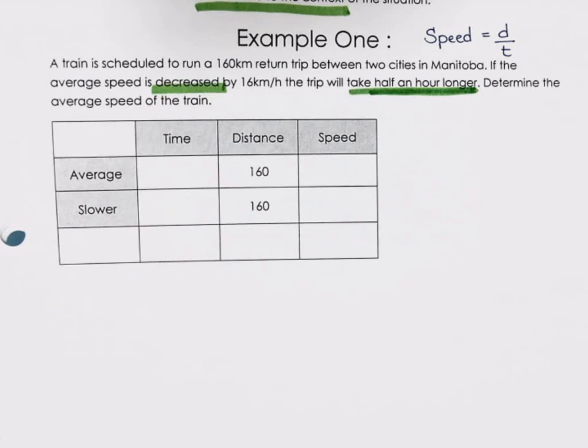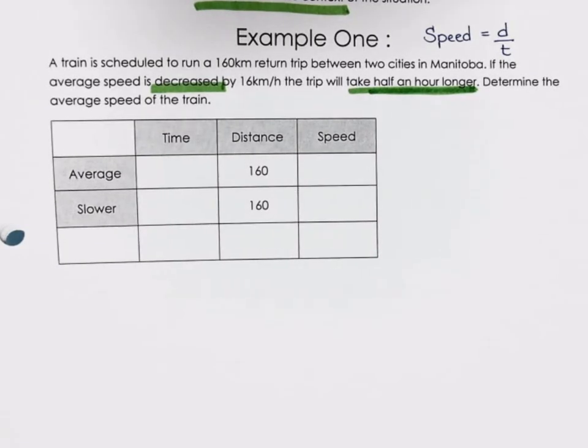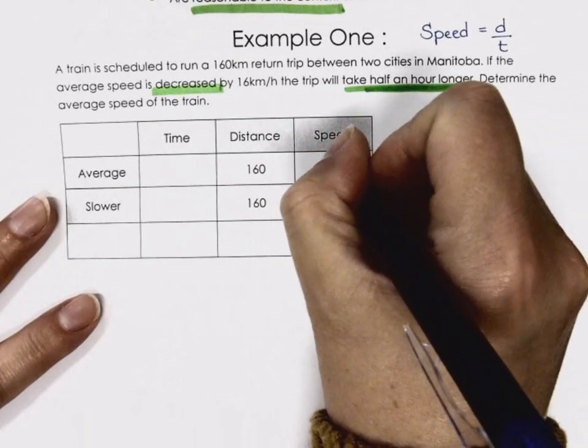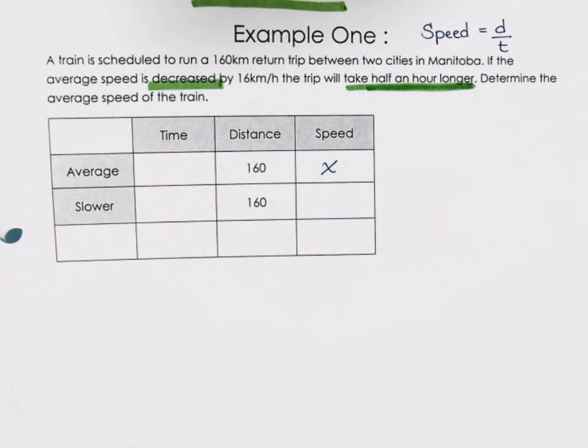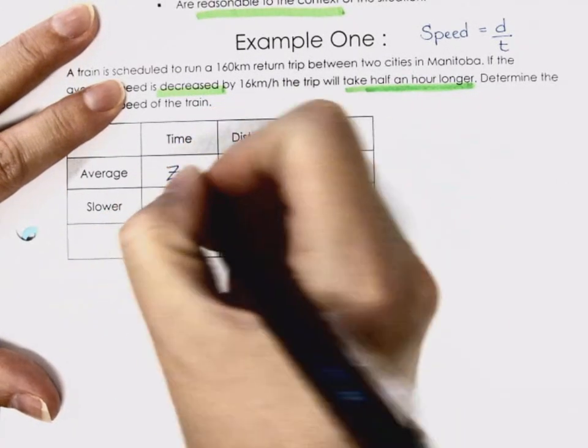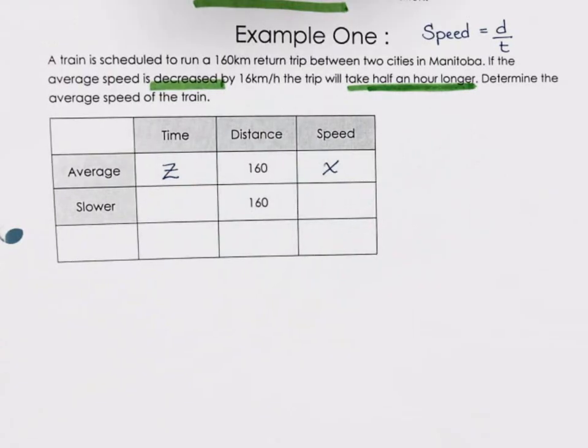All right, here we go. The average speed, do we know what the average speed is? No, it doesn't give us that information. So we're going to give it a letter. So my speed is X. And do we know what time it takes me to travel 160 kilometers when my speed is X? We do not. So we're going to give it a different letter because it's measuring a different quantity. Z. Okay, Z.